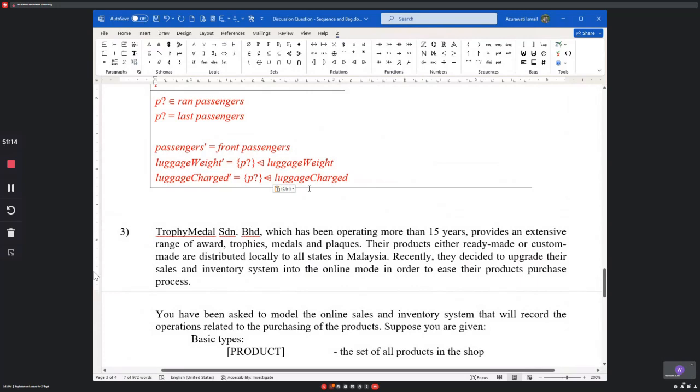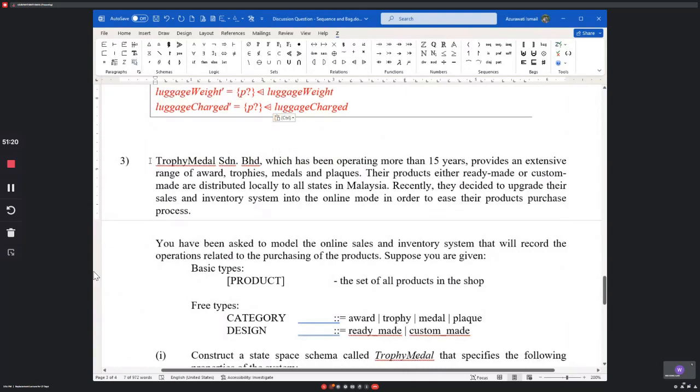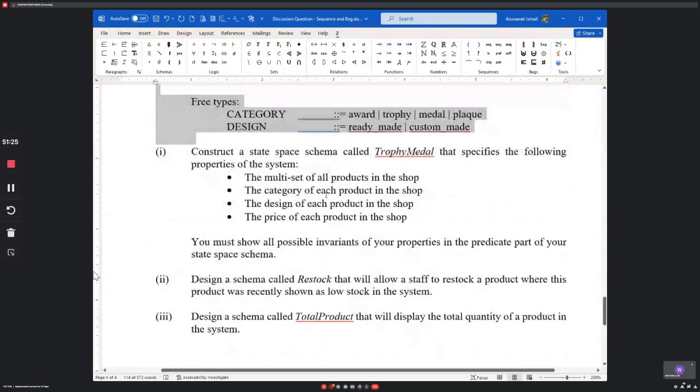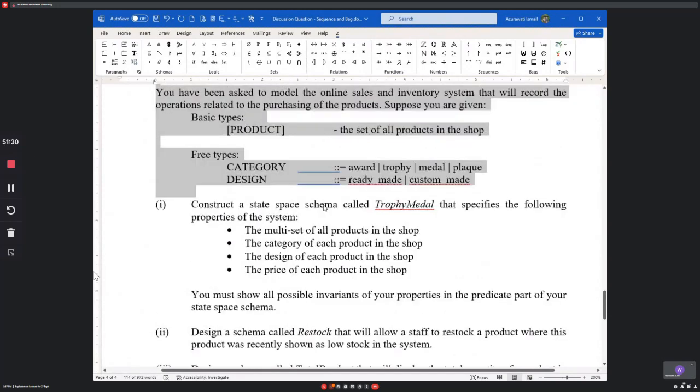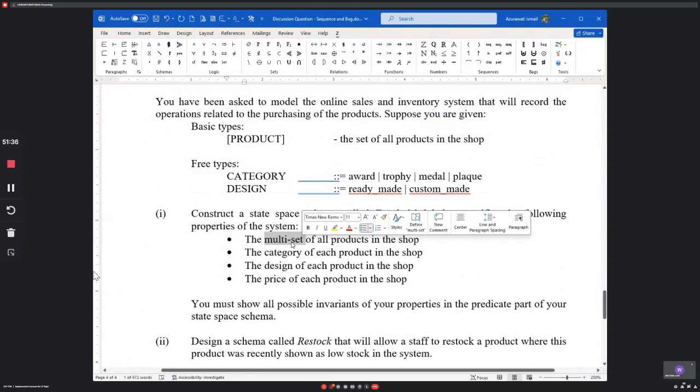And the last question here will be about a trophy medal. The scenario here, trophy medal, I used for our written test, just that I changed the question according to your written test. I made the question a bag question for this scenario, different from your assignment where I change according to the question. But the scenario is the same where you have the trophy, set of product, and also category and design, similar to what you did in your test.